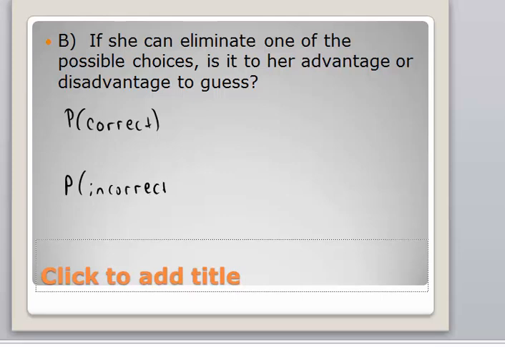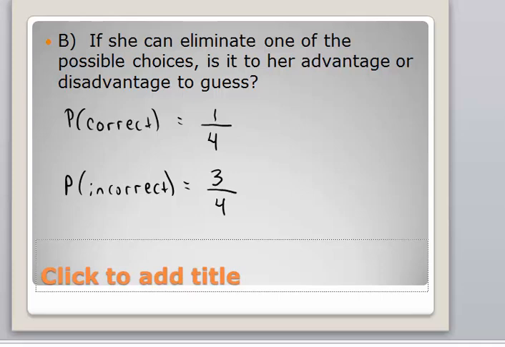If we have eliminated an answer choice, then that means that both of these probabilities will be out of 4 instead of out of 5, because there are now 4 possible answer choices. Of those 4 possible answer choices, we know that only 1 is correct, and the other 3 are incorrect. So the probability that she guesses correctly is 1/4. The probability that she guesses incorrectly is 3/4.